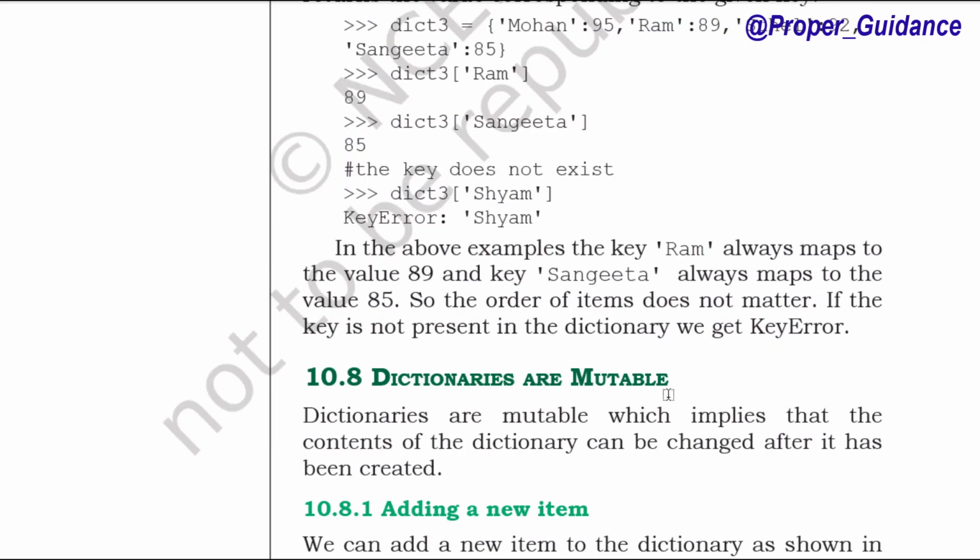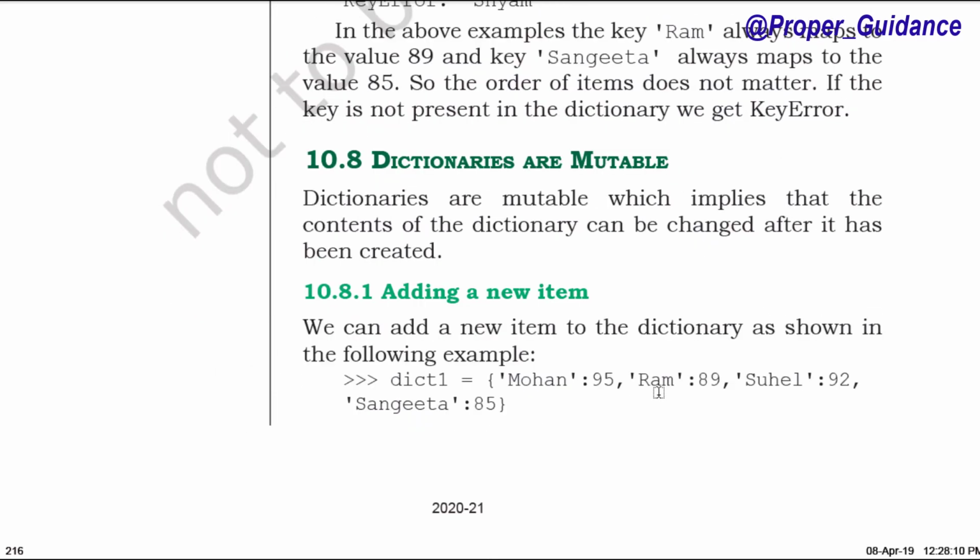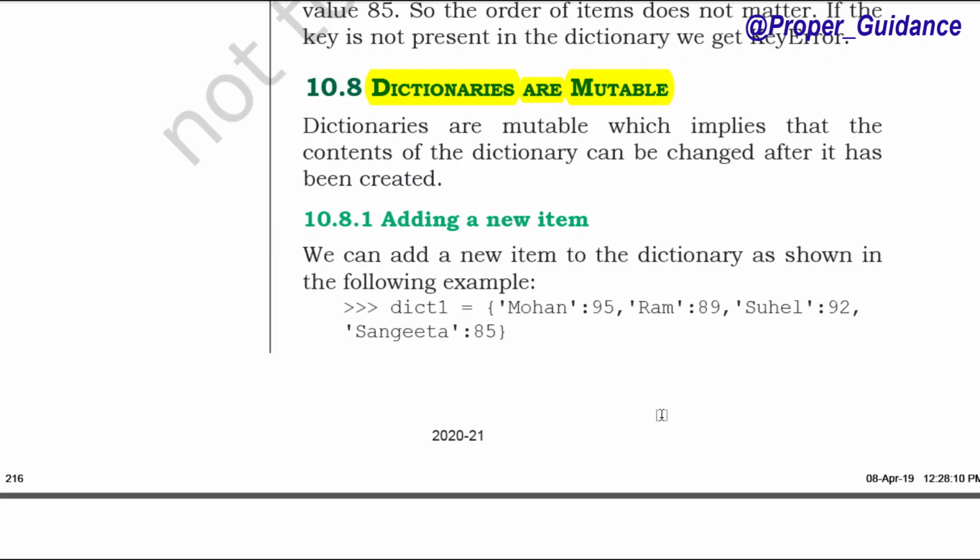Clear in the dictionary concept. Now dictionaries are mutable. This is a very vital point. This is mutable, that means you can change it. Dictionaries are mutable, which implies that the contents of the dictionary can be changed after it has been created.